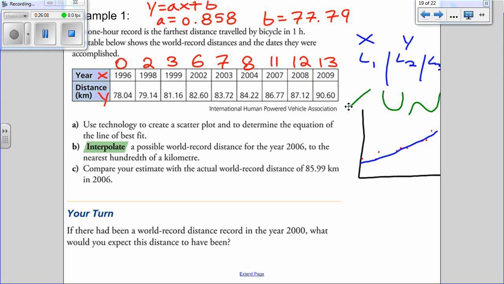That just created a line for you. It created a y equals ax plus b line, and it told you what a and b were. So this question was, determine the equation of the line of best fit. What you just did, that's your equation of the line of best fit. So my equation is y equals 0.858x plus 77.79. That's my equation for a line of best fit.